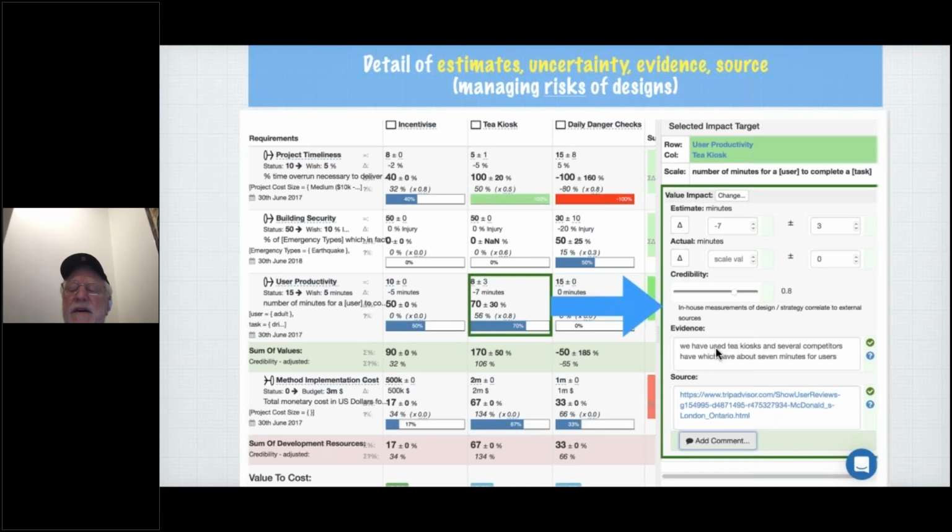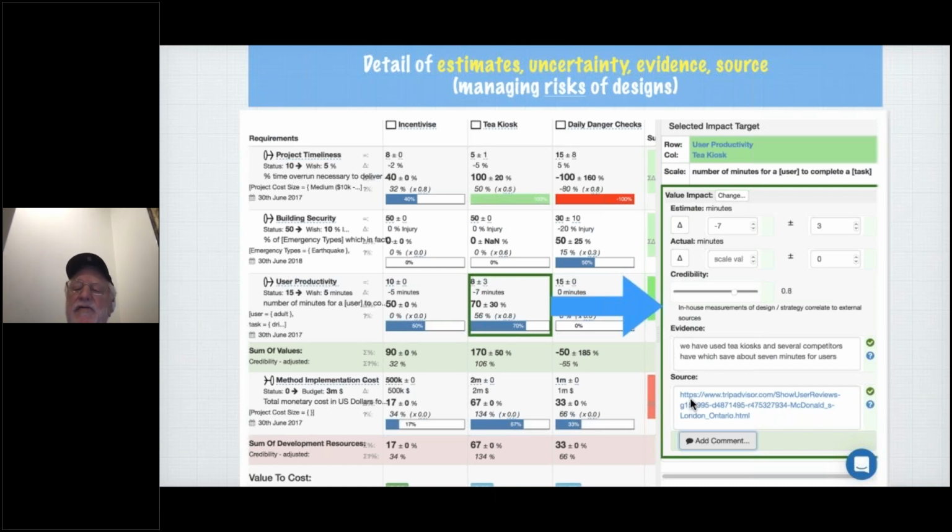Okay, and here's somebody's written down some evidence. This is just student work, but trying to learn the concept of writing down evidence. We have used T-kiosks, and several competitors have, which save about 7 minutes for users. Well, that sounds good. It's really been done, and others have done it, and it really saves about 7 minutes. And what is your source for this? Here is a link to TripAdvisor reviews, which apparently show some things. So in other words, if this is a lie, you should be able to review it or quality control it by going to the source and finding out whether this is true or not. So we ask 2 questions. What is your evidence for your number? And what is your source? So we can check or review this.